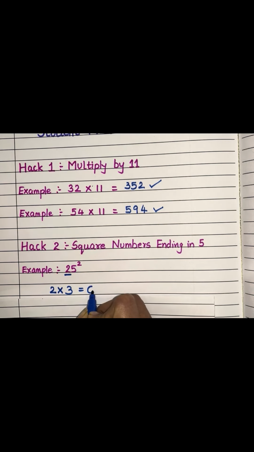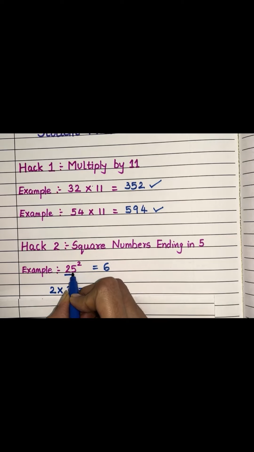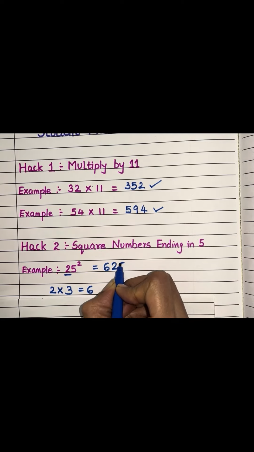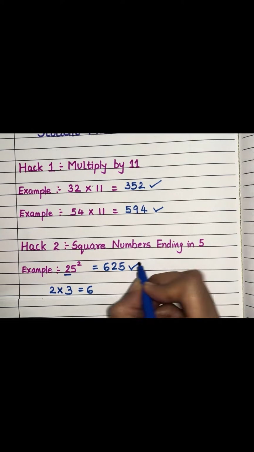So 3 2s are 6. And we are going to just add 25 at the end. This 6, and since it is 5 at the end, we are going to just put 25 like this. This is your final answer.